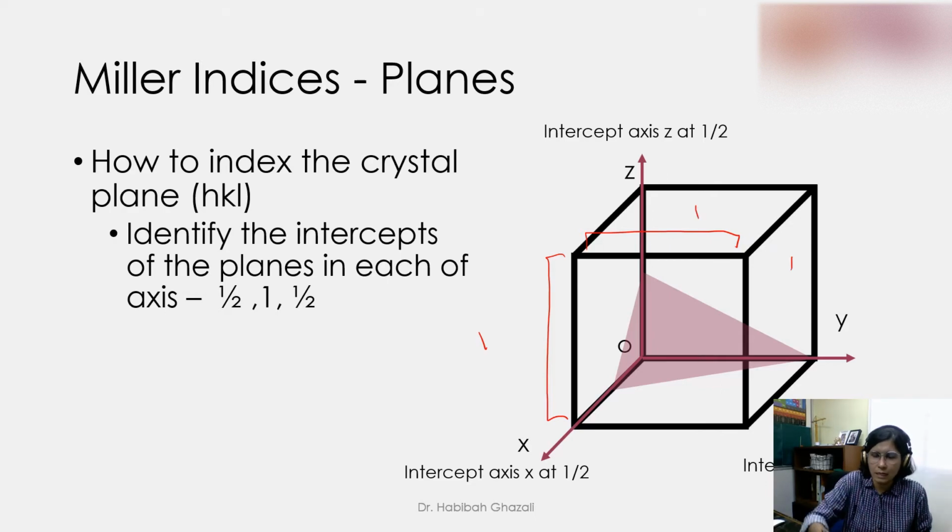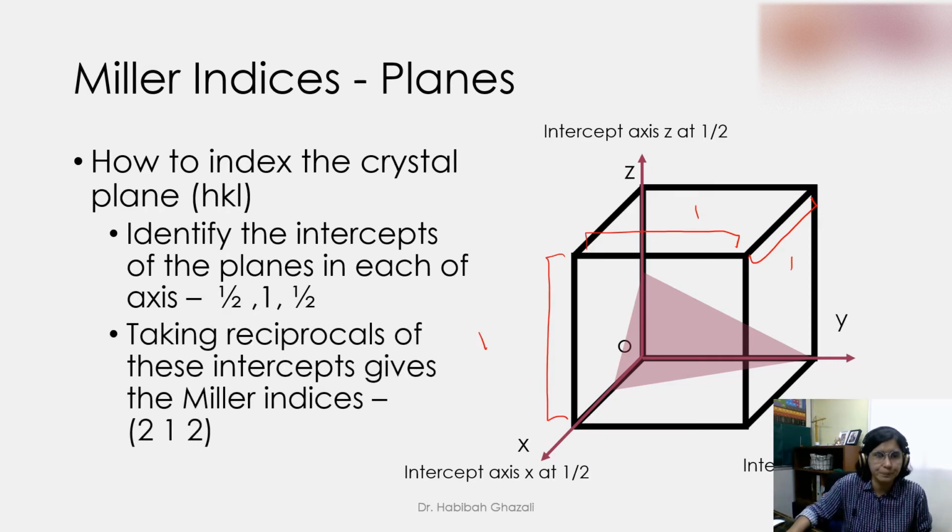So it doesn't mean that it's 1 centimeter or 1 nanometer. It doesn't mean that. It's 1 unit. For that unit cell, that lattice constant is 1 unit. So the plane intercepts the x-axis at half, the y-axis at 1, and the z-axis at half. So we have half, 1, and half.